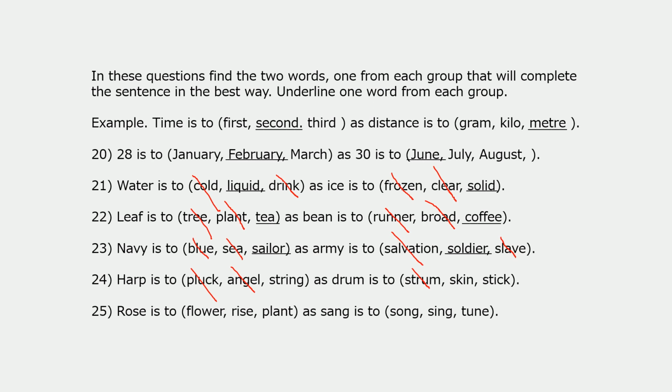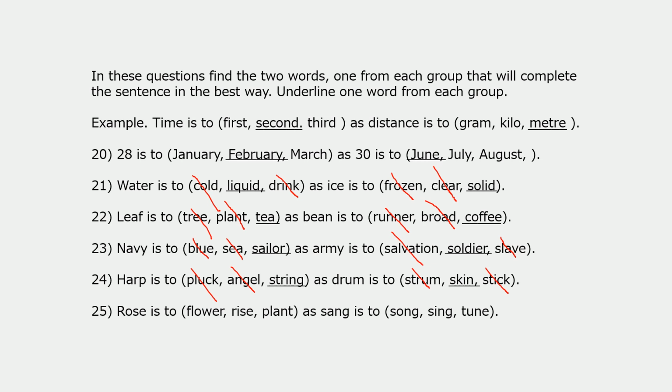But what is it? Skin or stick? Well, we know that a harp has strings. So what does a drum have? A drum necessarily doesn't have sticks. People use sticks to make sound with the drum, make music with the drum, so we cross out stick. That leaves us with skin. Is skin correct though? Yes it is, because that is part of the drum, as a string is part of a harp. So now we know that string and skin is the correct answer.